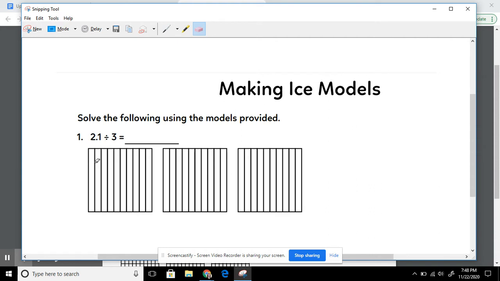So the first thing I'm going to do is take that 2 1/10 and shade that in using my area models. So I need 2 wholes. Oops, let me get the highlighter too here. Okay, I've got 2 wholes. So I'm going to shade my 2 wholes in.